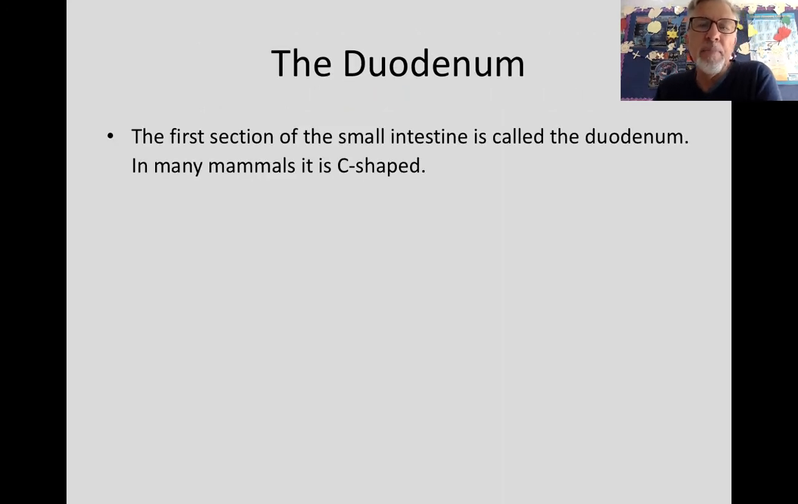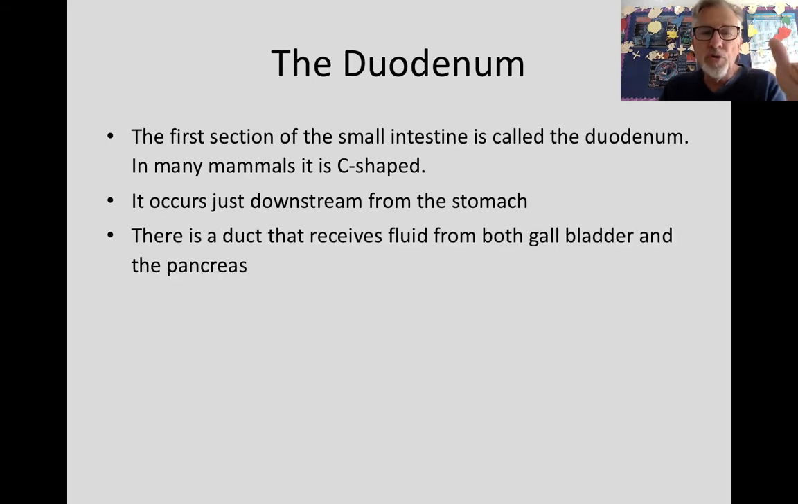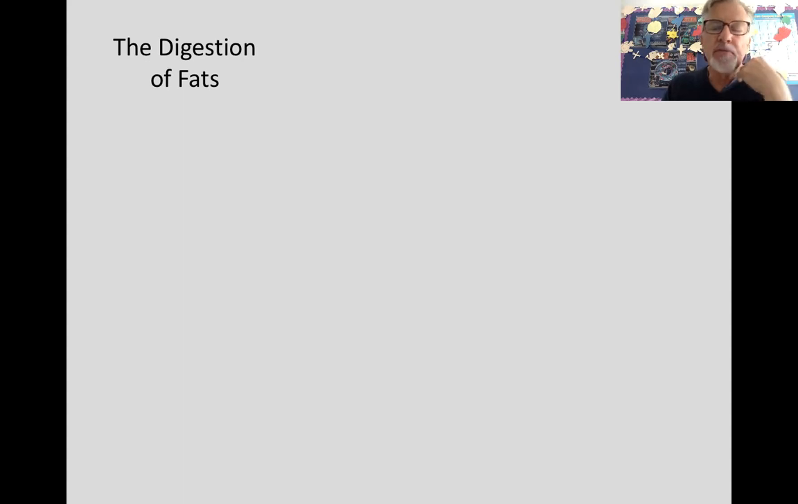Let's talk for a second about the duodenum. It is usually a C-shaped section of the small intestine. It occurs just downstream from the stomach. I showed you the duct that receives fluid from both the gallbladder and from the pancreas. And as I've already said, the pancreas supplies digestive enzymes and sodium bicarbonate, which raises the pH, and the gallbladder supplies bile.